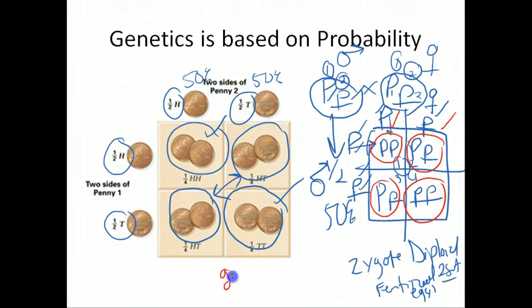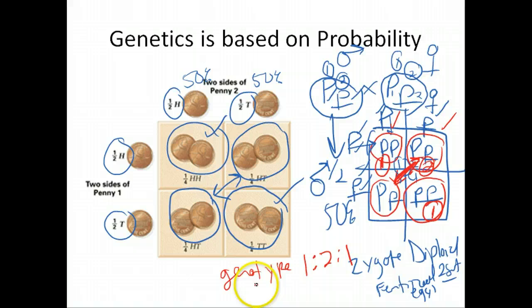The genotype ratio is 1 to 2 to 1 because you see one of these, you see two of these heterozygotes, and then you only see one of these little p guy. So 1 to 2 to 1 ratio.